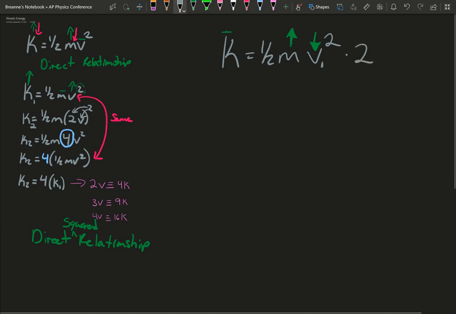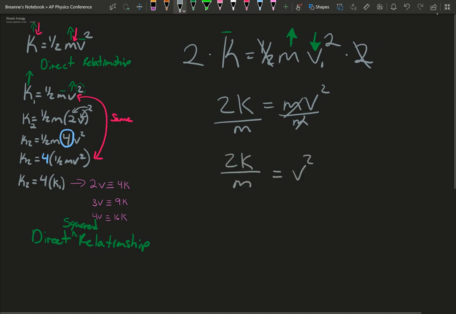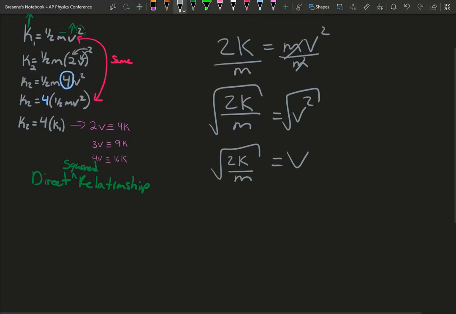So we're going to multiply both sides by 2 to make that cancel out. So we get 2K equals mv squared. We're going to divide both sides by mass. So we get 2K over m equals v squared. And then we have to do the square root. So v equals the square root of 2K over m. So there we go, that's our v. We're going to make this v1.